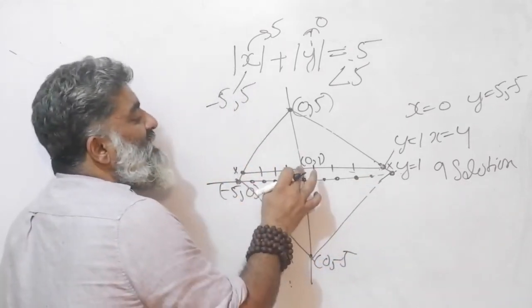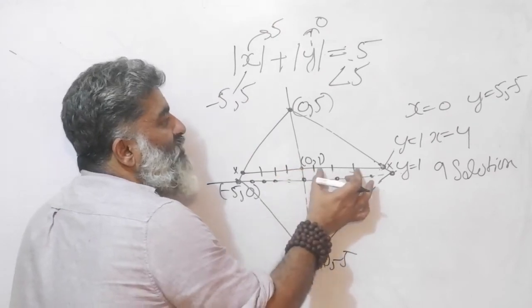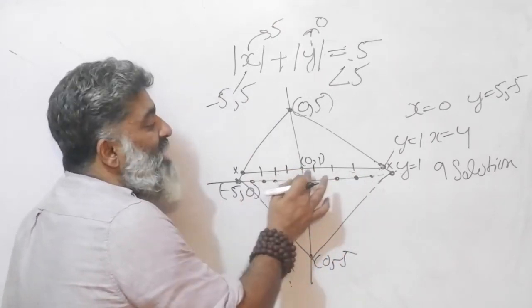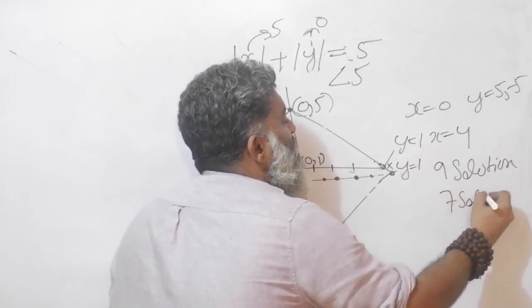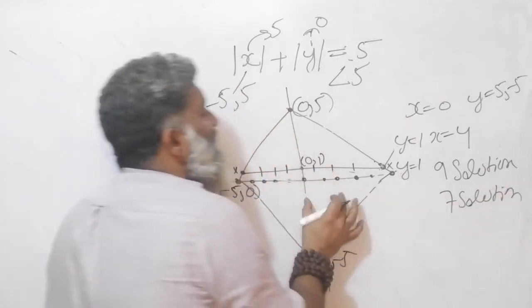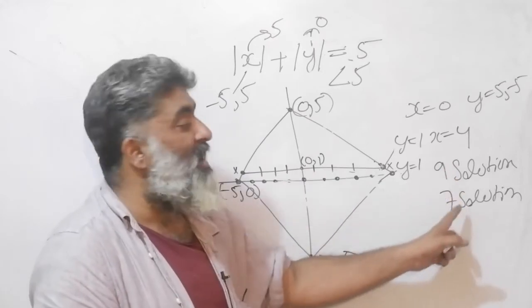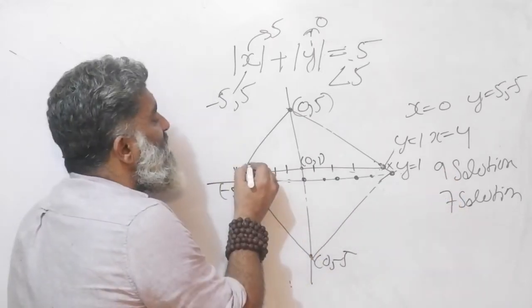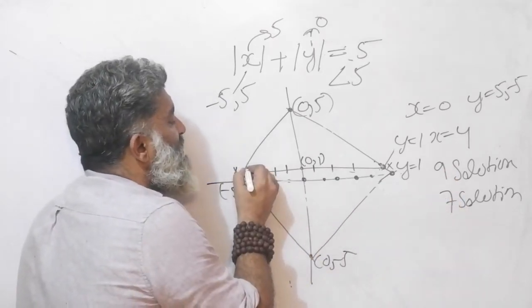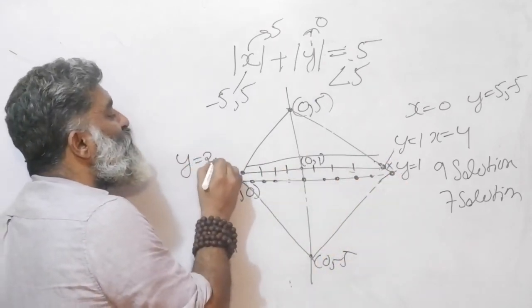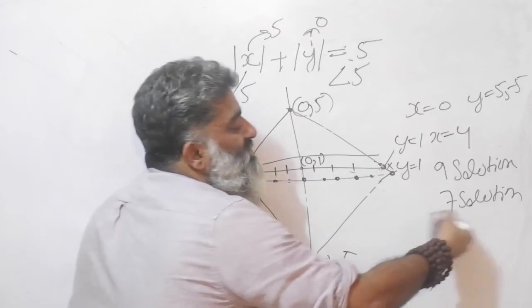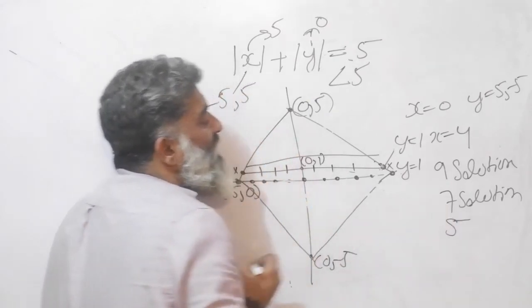In the very next line, how many am I getting? 3 on one side, 3 on one side, 6 and 1 in the middle. I'm getting 7 solutions. Is there a pattern? Yes. In the next line, can I detect a pattern here? Because then my thinking will be slightly faster. The next line, first of all, what is the next line? y is equal to 2. So how many solutions will I get? I will get 5 solutions.